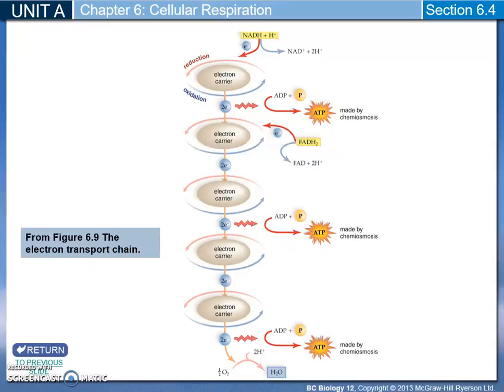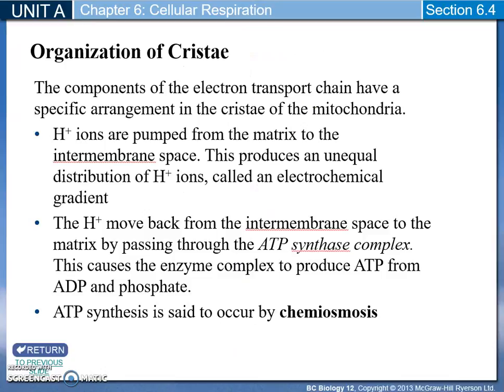So this is, again, phase 4, the electron transport chain, and this takes place within the cristae of the mitochondria now. The components of the electron transport chain have a specific arrangement in the cristae. Hydrogen ions are pumped from the matrix to the intermembrane space, and this produces an unequal distribution of hydrogen ions called an electrochemical gradient.